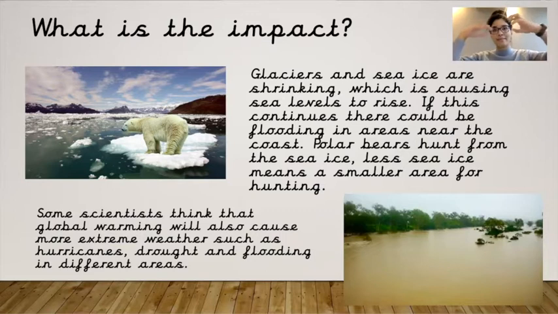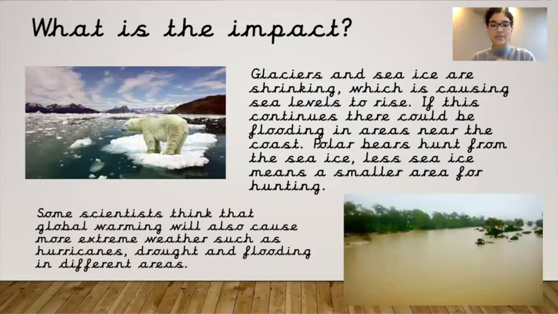So when ice melts, if you ever have a cold drink and your ice melts, you can see that it becomes liquid, and that liquid adds to the drink that you have. That's why it makes your drink a lot more watered down and not as tasty. Exactly the same thing is happening in these cold areas like in the Arctic, where they're melting, and then the liquid that makes the ice is now adding to the rest of the water, and that's causing sea levels to get bigger and bigger. Now, if this continues, if this carries on, there could be flooding in areas near the coast.